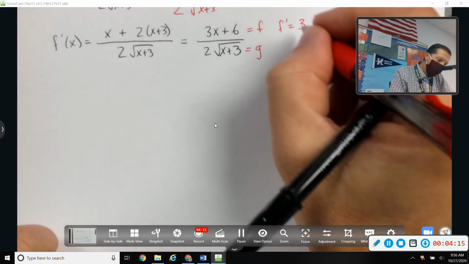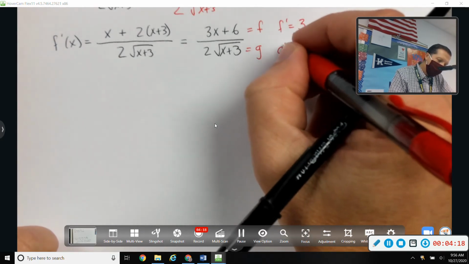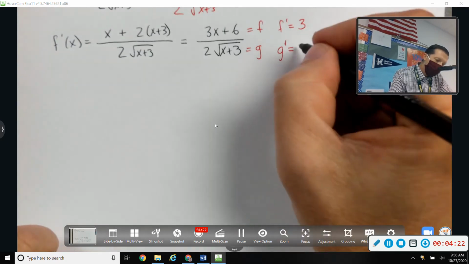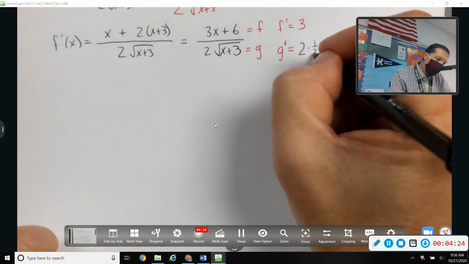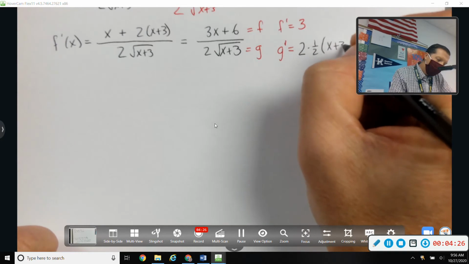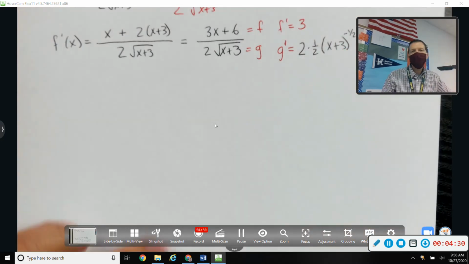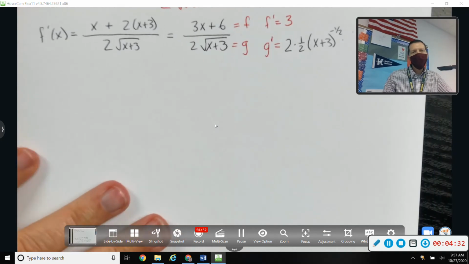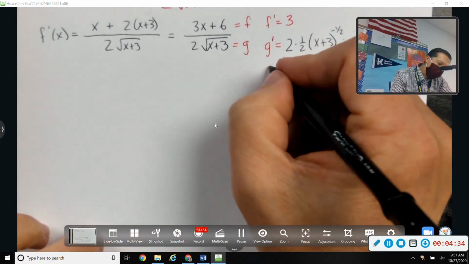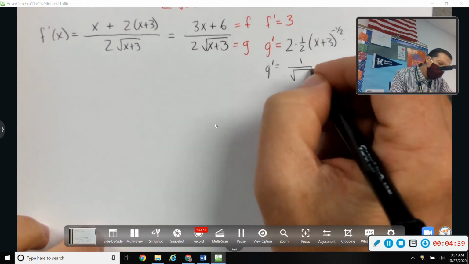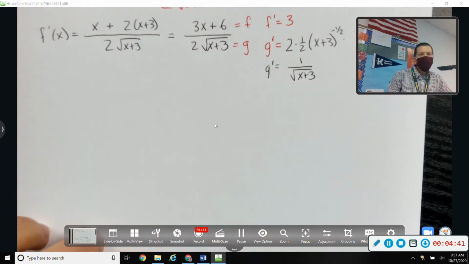So f prime is 3. That's easy. G prime, again with the square root stuff. So 2 times 1/2 times x plus 3 to the negative 1/2 times 1 if you want to include the chain rule there. I guess we'll clean that up again. 2's cancel. 1 over square root x plus 3.